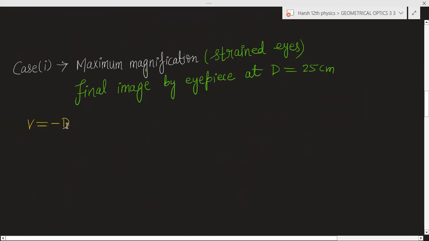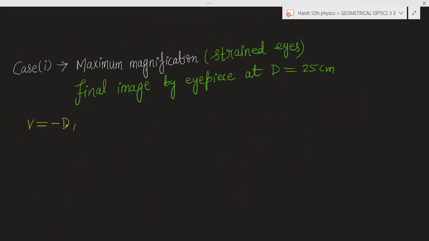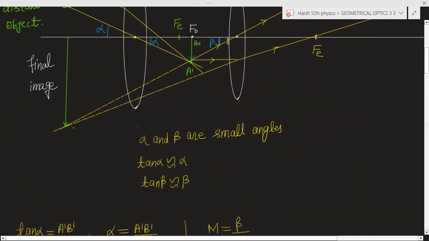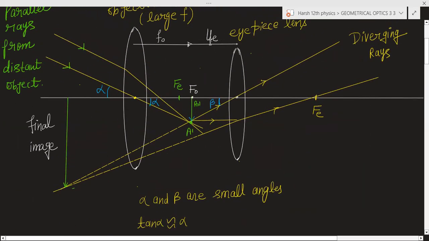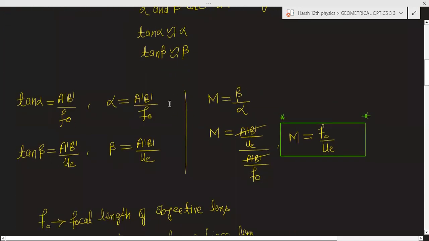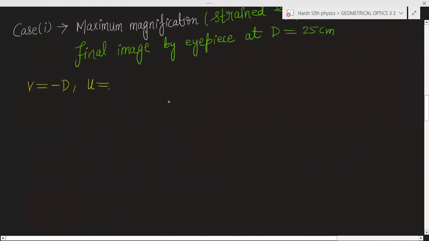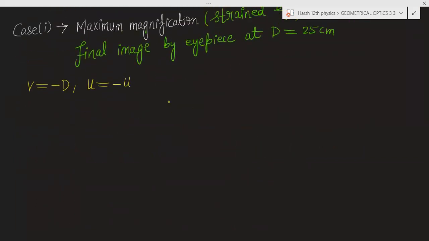After that, u will be minus ue. Okay, u will be this distance with respect to the eyepiece lens. It will be minus ue, because you measure the distance in this direction and the incident light is in this direction. And f will be the focal length of the eyepiece lens.